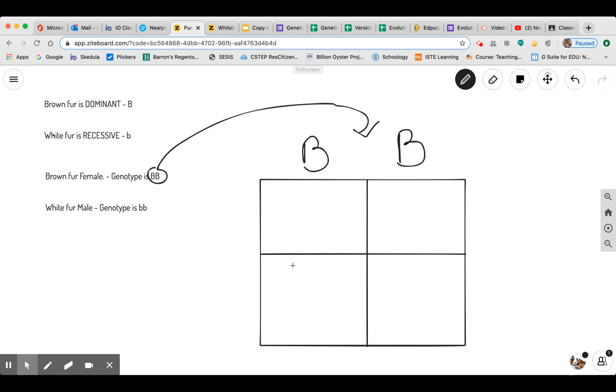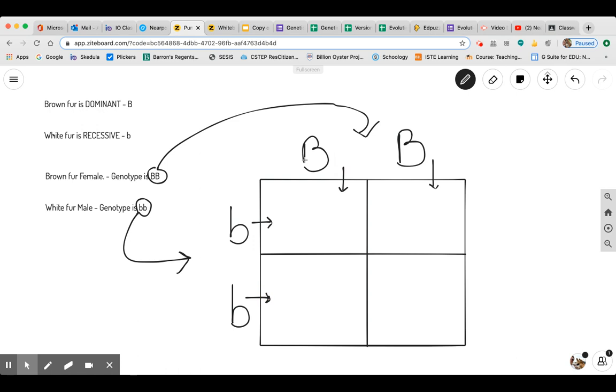Okay? And then we're going to take the male over here, the two lowercase b's, and we're going to put him on this side. So we're going to take lowercase b here and a lowercase b here. Okay, now that's the hard part. Now all you have to do is fill in the squares. Remember, these letters go down, these letters go down, and these letters go across. And then you're going to have all four boxes filled in afterwards. And then we can look at what we got.